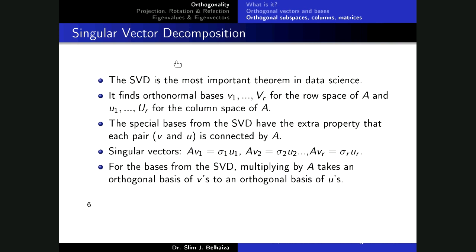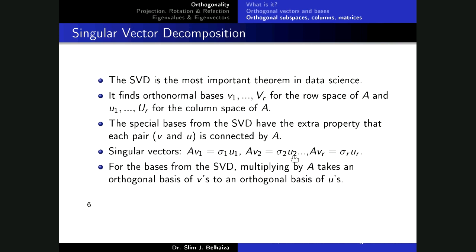Well, what it does, it finds an orthonormal basis, V1 to VR, for the row space of A, and U1 to UR for the column space of A. Since we said orthonormal, it means that they should be orthogonal and have unit norms. The special bases from the SVD have the extra property that each pair V and U is connected by A. So for example, if you take the pair V1, U1, you can see that AV1 should be equal to sigma 1 U1. Similarly, AV2 equals sigma 2 U2.